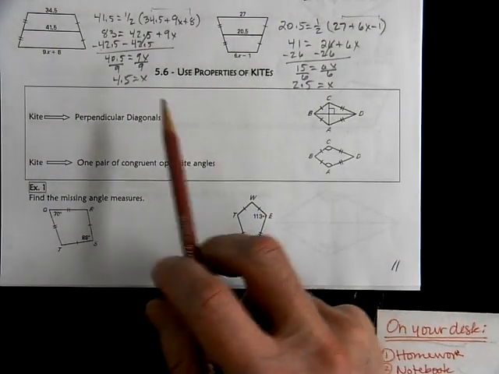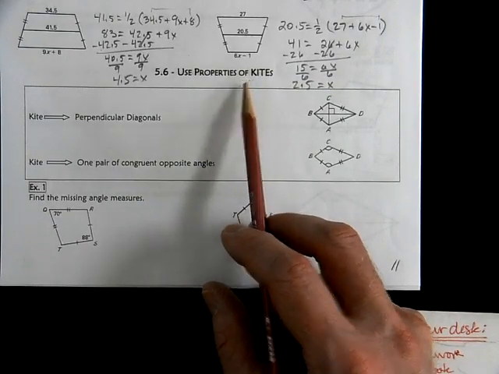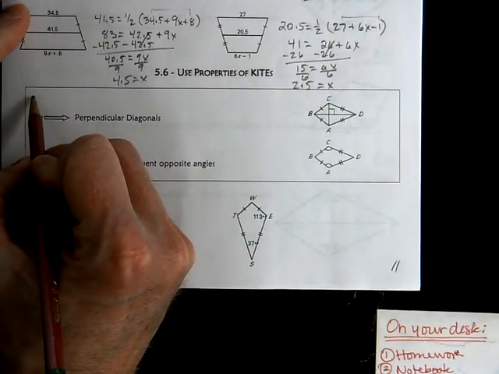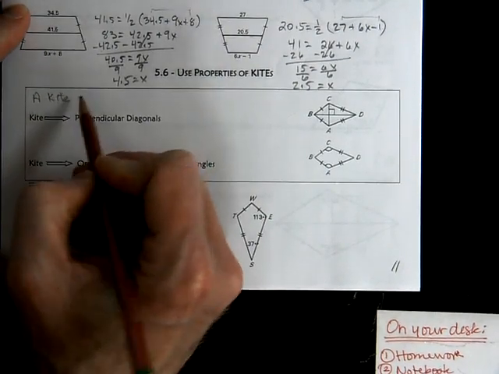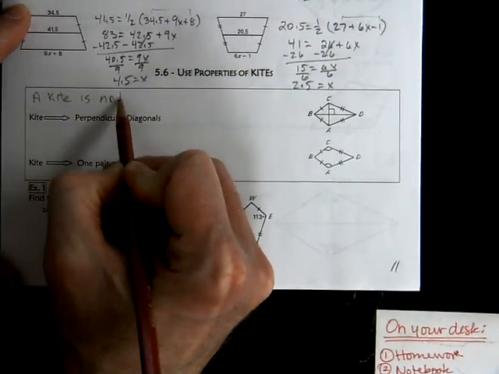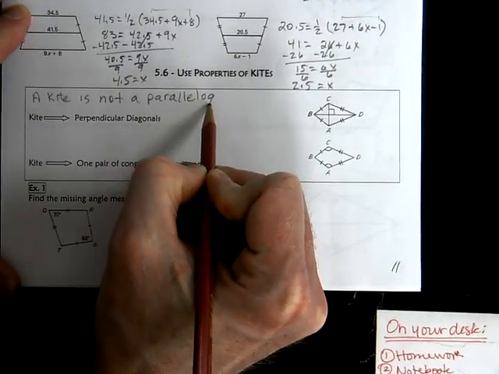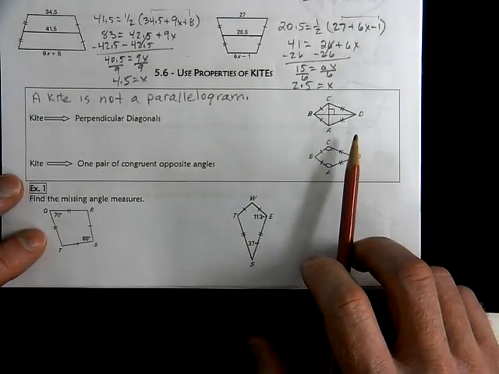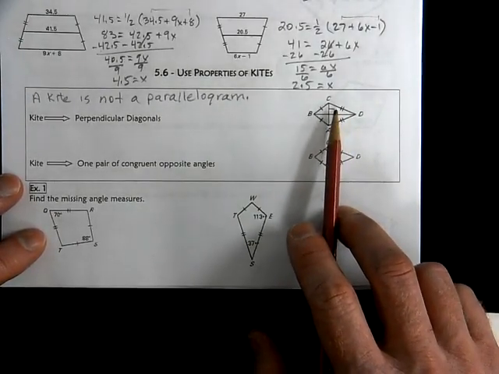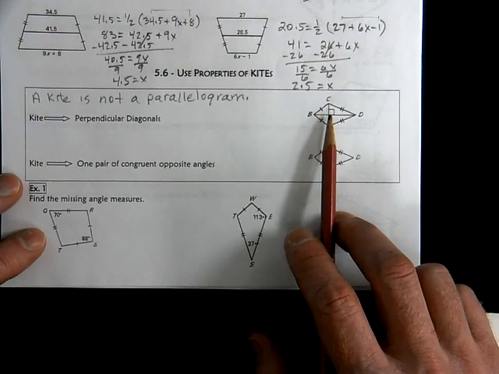This is Geometry 5.6. We're going to talk about kites. A kite is not a parallelogram. A kite's going to have some properties that are similar to some shapes of parallelograms, but they don't hold up all the way through.